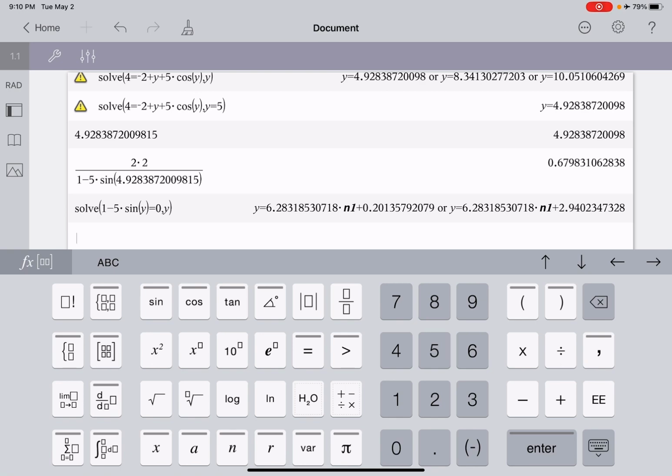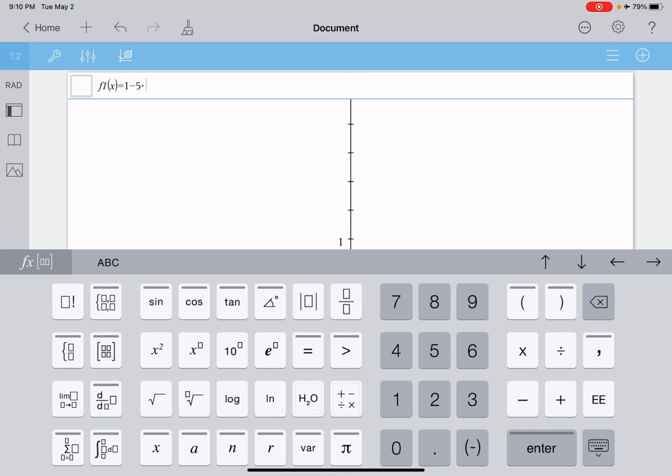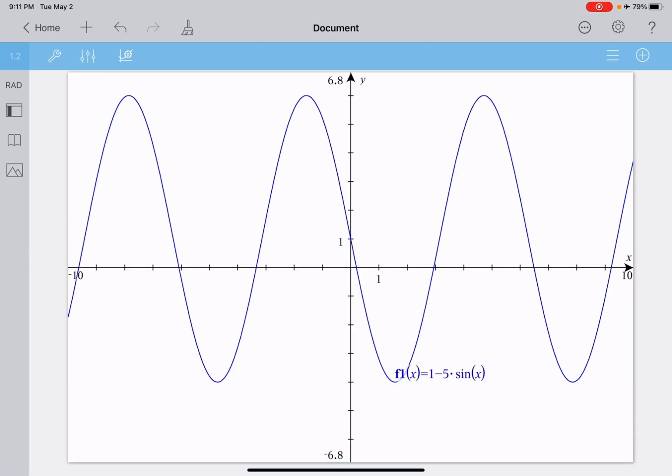I am going to add a page to my calculator right here, and we're going to add a graph, and we're going to type in this equation right here: 1 minus 5 times the sine. Now, guys, when we're graphing, everything needs to be done in terms of x. So I'm going to hit Enter right there.